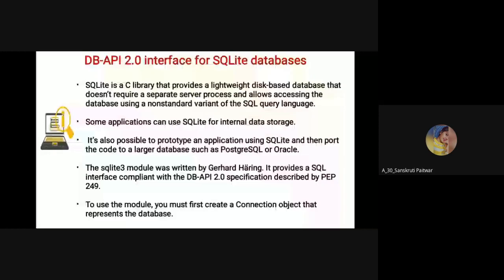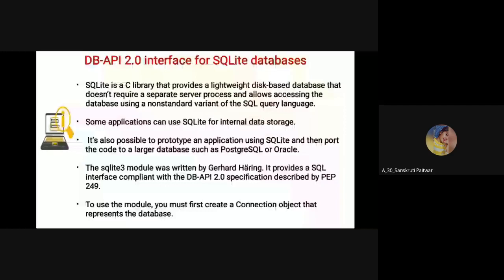Some applications can use SQLite for internal data storage. In mobile also we can use SQLite as internal data storage. It is also possible to prototype an application using SQLite and then port the code to a larger database such as PostgreSQL or Oracle. So while developing a mobile application, you can use SQLite as a local database, and then you can upgrade to Oracle, MySQL, or PostgreSQL depending upon your requirement.